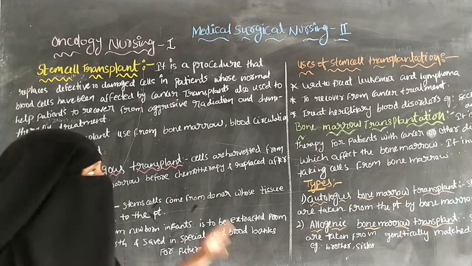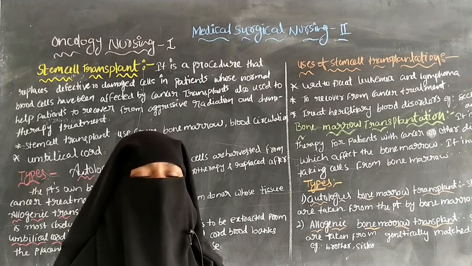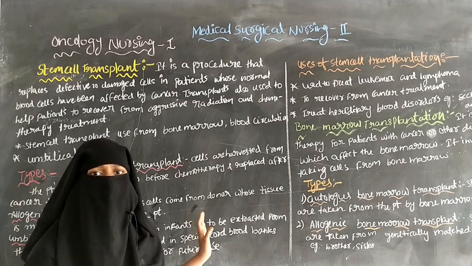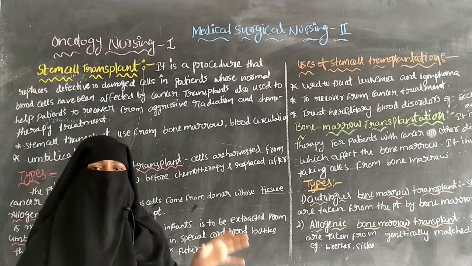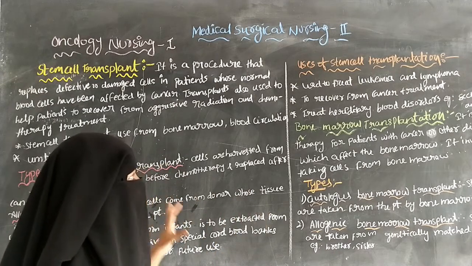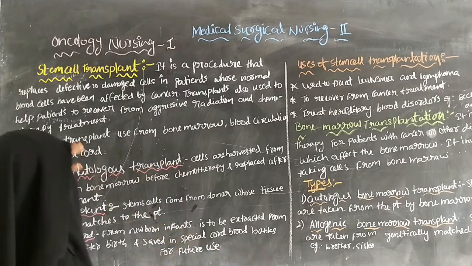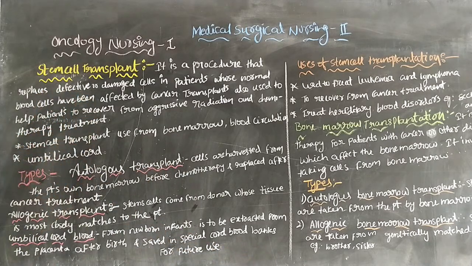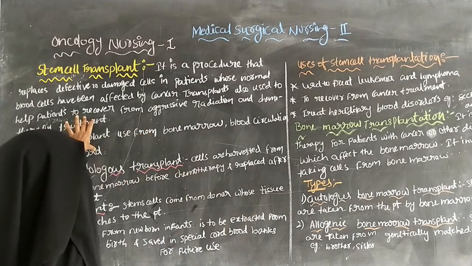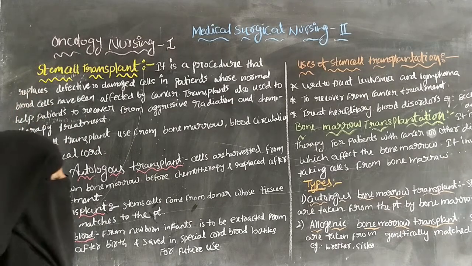If the patient has cancer and you are giving chemotherapy or radiation therapy, the cells can be damaged. Because of the chemotherapy and radiation therapy, the healthy cells can be damaged. With stem cell transplantation, the damaged and unhealthy cells can be replaced by newly forming cells. This is called stem cell transplantation.